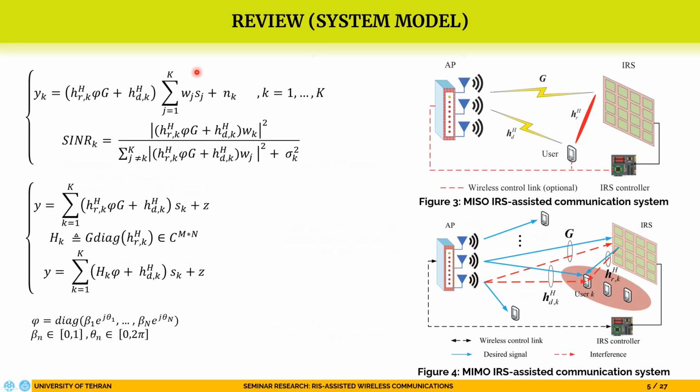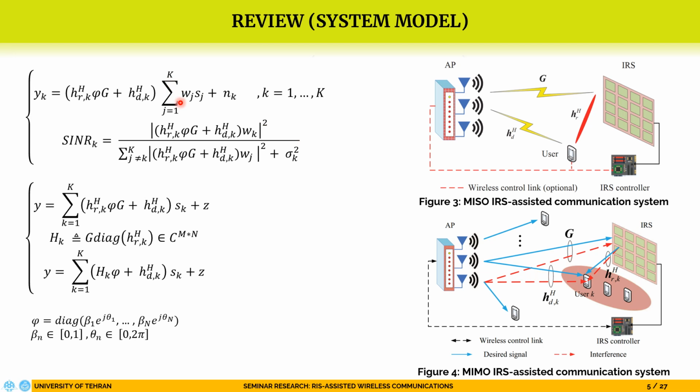And we had a system model here, in which, in the multi-user case, y_k was the signal transmitted from this access point to the K users. h_rk is the channel between the IRS and user K. Phi is the diagonal matrix of the phase shifts of the elements of the IRS, and G is the line of sight channel between the access point and IRS, which is constant, similar for the different elements of the IRS. h_dk was the direct channel between user K and the access point.